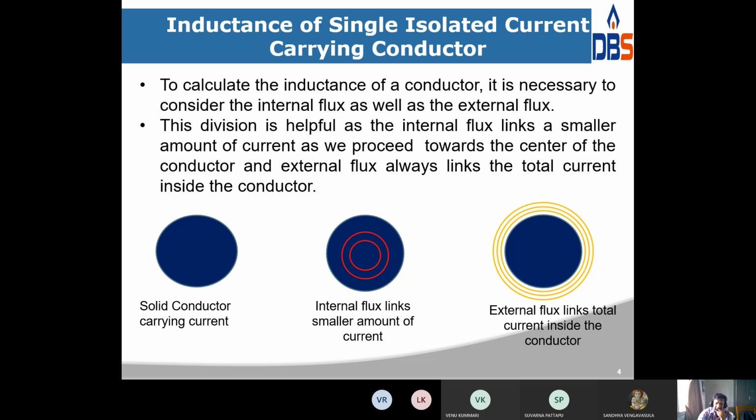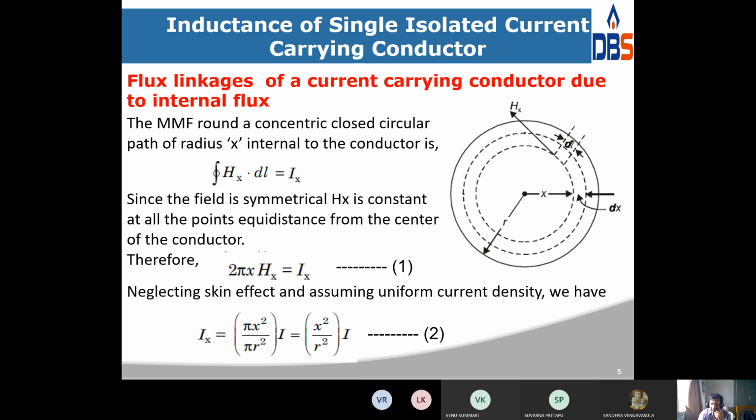So first of all, we have to calculate the flux linkages due to internal flux and also due to external flux. First, we calculate the flux linkages in a current-carrying conductor due to internal flux. Let us consider a long cylindrical conductor having radius small r. This is the basic view: radius small r, carrying capital I current. Because of that current, magnetic flux will develop inside the conductor as well as outside. So first we calculate the inside, right?